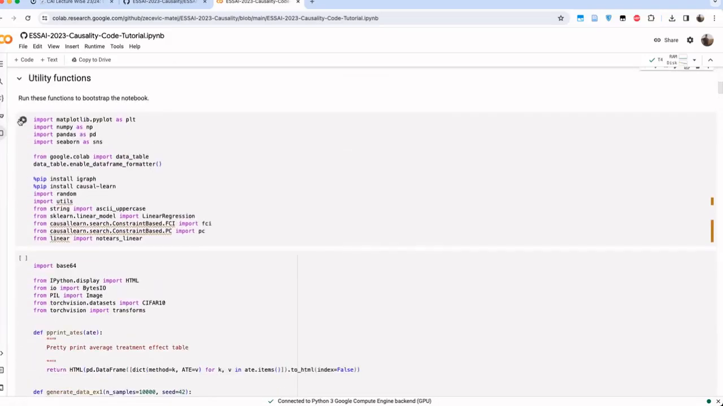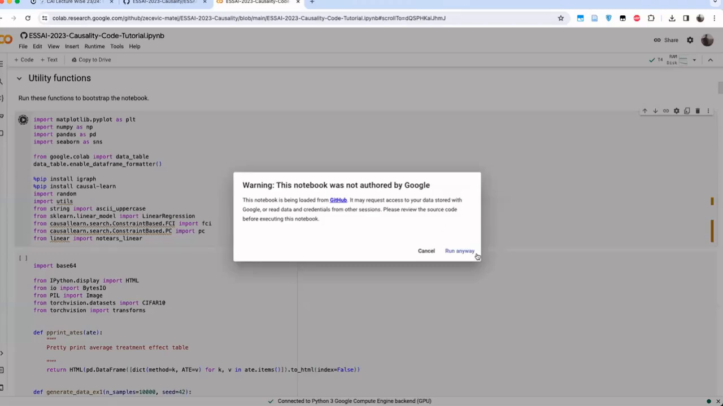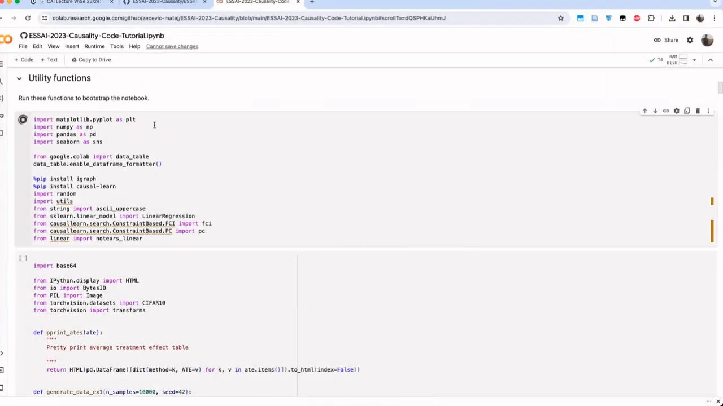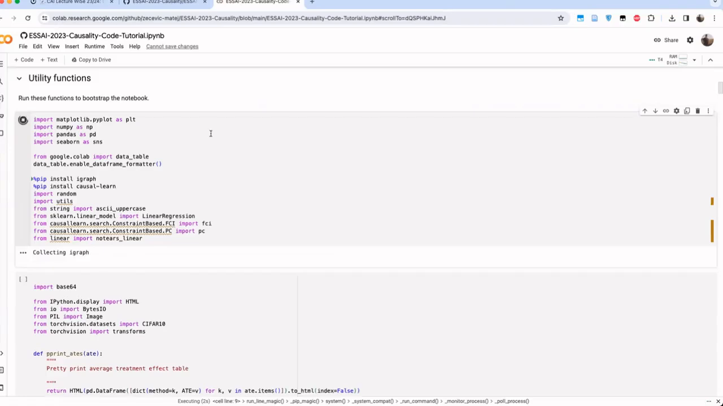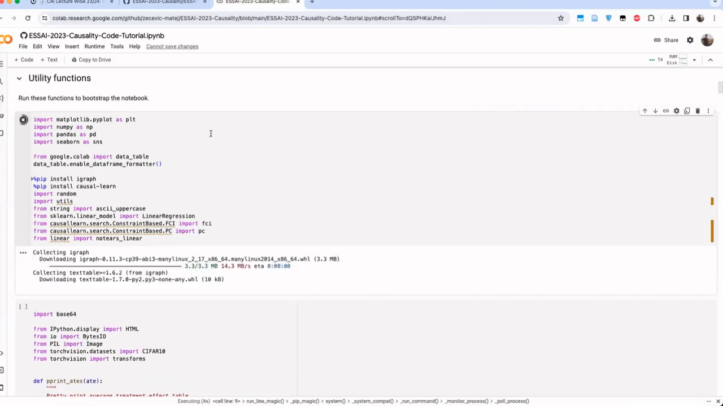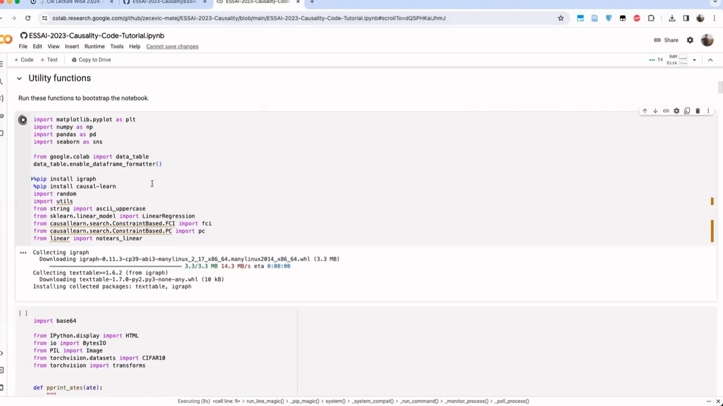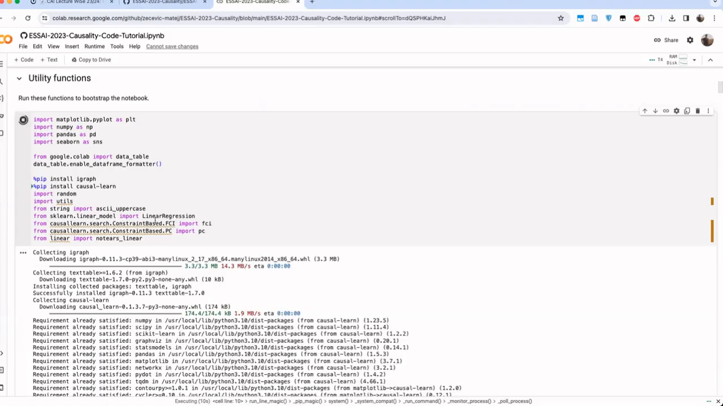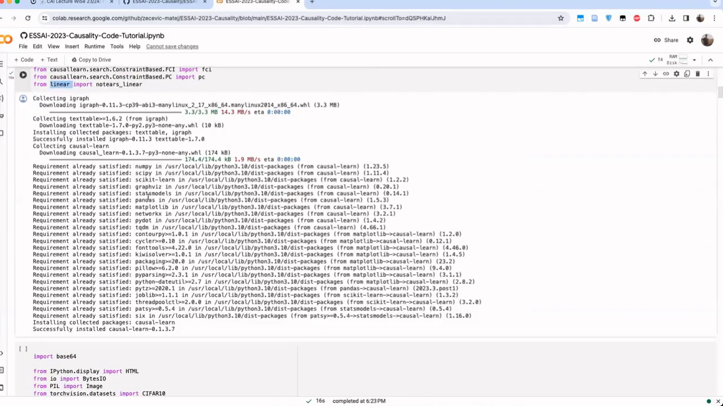So here we have some utility functions that we're loading. That's fine. So you can see matplotlib, numpy, pandas, seaborn. So visualizations, data processing, stuff like that. And then we also have some discovery methods, which we're going to load and simply apply. For example, you can see here from linear is showing you the one from Notius, which is the one we uploaded with the Python file.